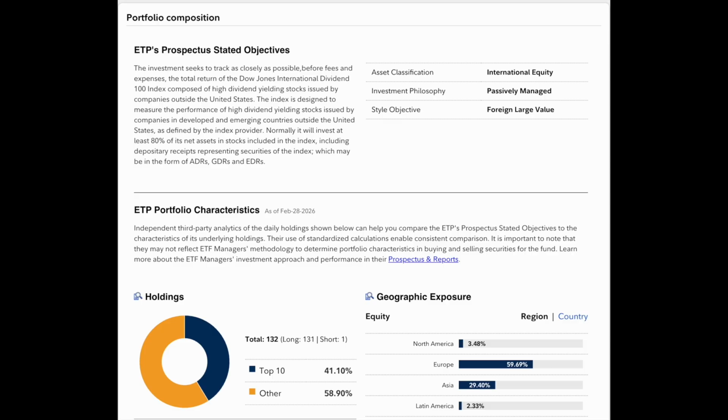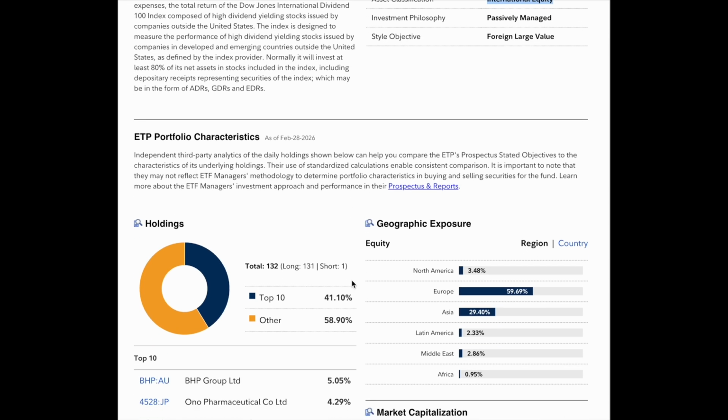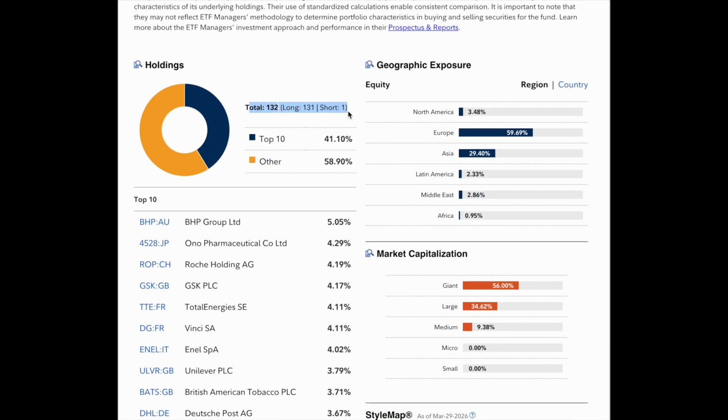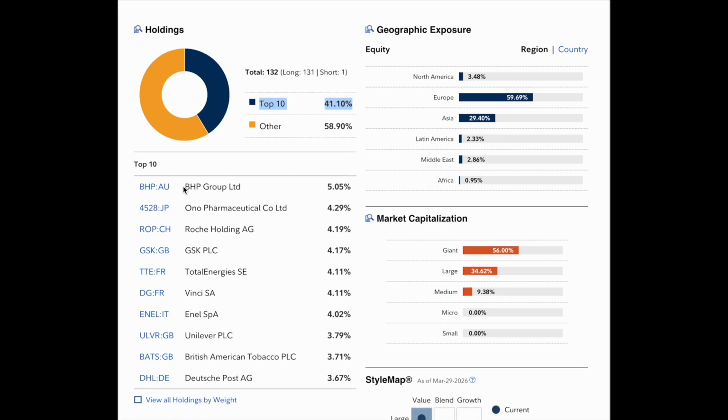Breaking down the portfolio composition, the asset classification is all international equity. When we focus on SCHY, we are only buying 132 companies. The top 10 companies below make up 41%. This includes BHP Group, Ono Pharmaceutical, Roche Holding, GSK, TotalEnergies, and the list goes on.